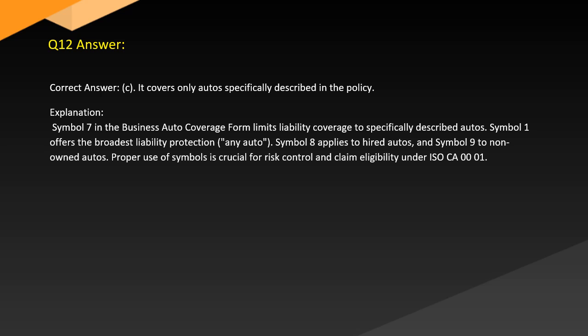Explanation. Symbol 7 in the business auto coverage form limits liability coverage to specifically described autos. Symbol 1 offers the broadest liability protection: any auto. Symbol 8 applies to hired autos and Symbol 9 to non-owned autos. Proper use of symbols is crucial for risk control and claim eligibility under ISO 01.